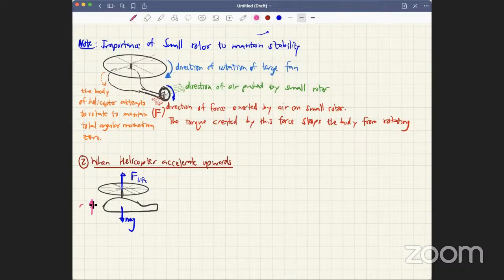What is the equation we are going to use, people? All you have to do is simple. First of all, F lift must be greater than mg. Then upwards you can put F equals ma. So it is F lift minus mg.